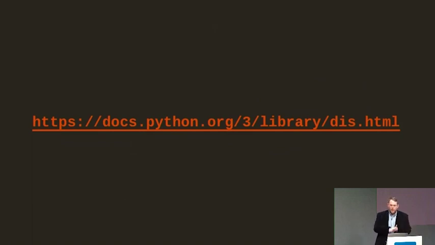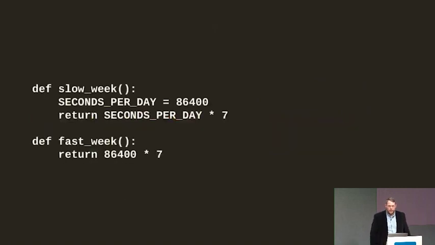But I do want to talk about specific code and specific examples of things. So I'm going to show you a couple functions. These each do exactly the same thing. They calculate the number of seconds in a week. And I want you to guess. I've cleverly hidden which one of them is slow and which one of them is fast. Which one do you think is the slow one? And why do you think it's the slow one? Getting close. It does have to look up the seconds per day, but there's more to it than that.